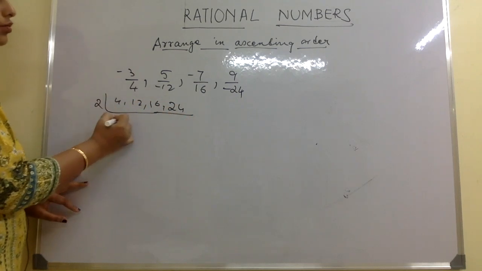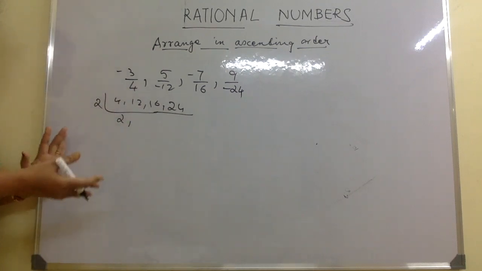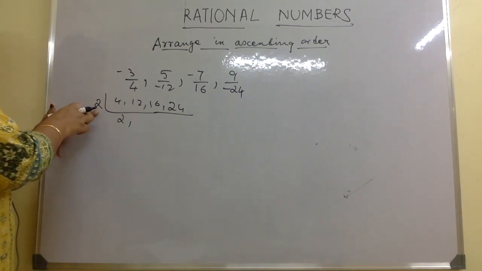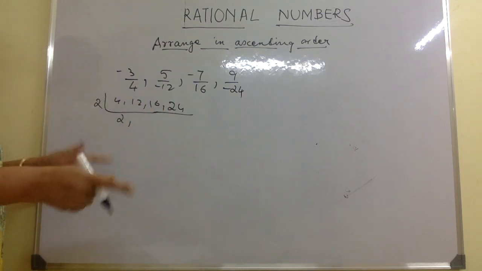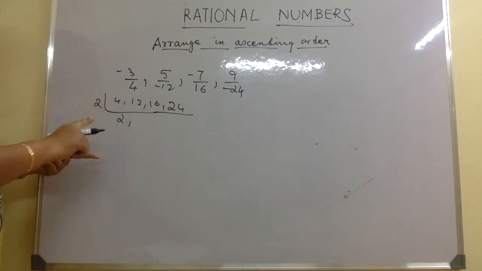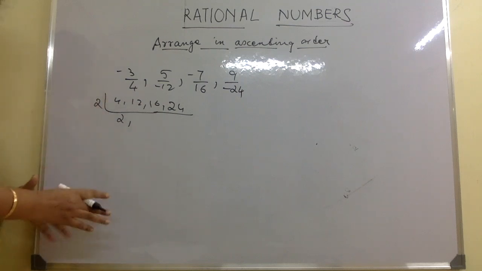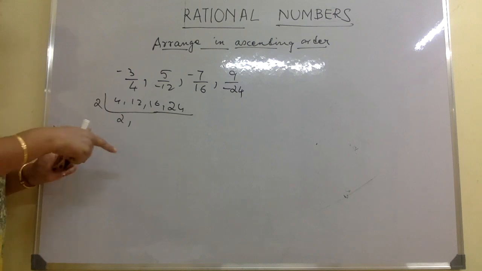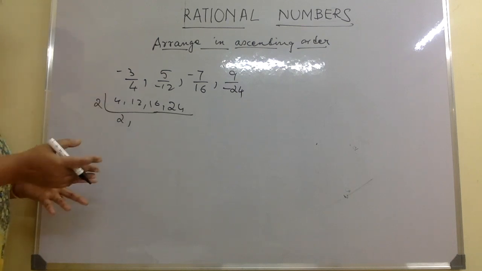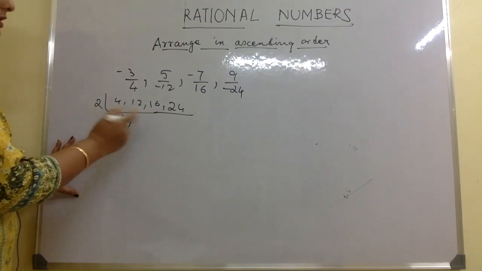Remember, whenever you find LCM, never use a composite number here. That is, all these numbers were divisible by 4, but I shouldn't use 4. I should use only prime numbers. This is the prime factorization method. So if you are using composite numbers here, what happens is you miss the factors. So we have to have only prime numbers here.